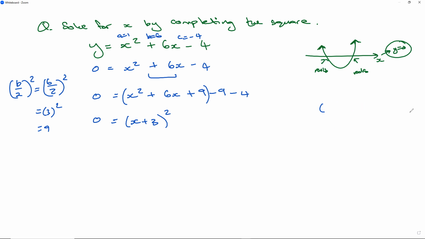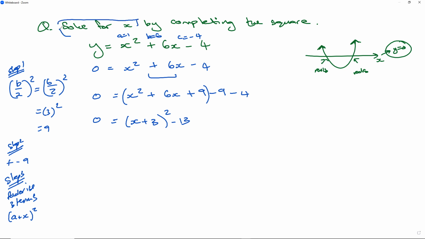Step 1, take b over 2 and square it. Step 2, we then add and subtract the 9. And step 3, we factorize the first 3 terms into a bracket squared, a plus x squared. And now once we have this, we can simplify this side to get minus 9 minus 4, which is minus 13. Now we are going to do the solving for x part over here.